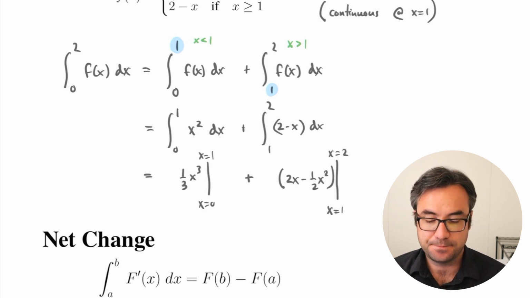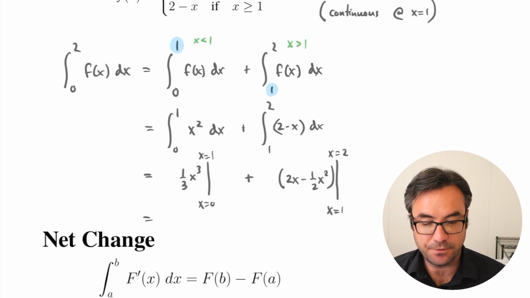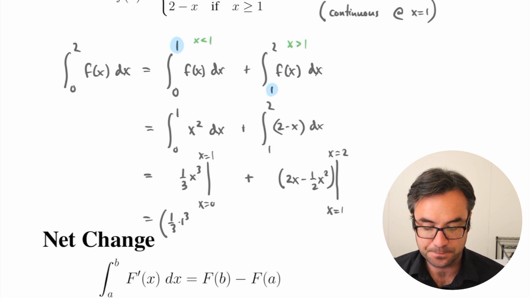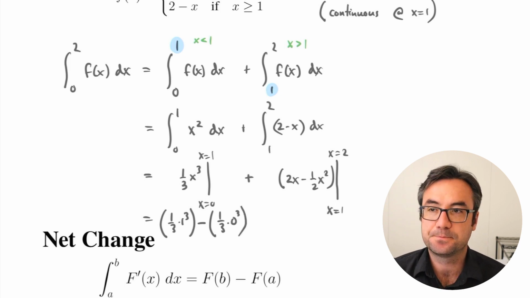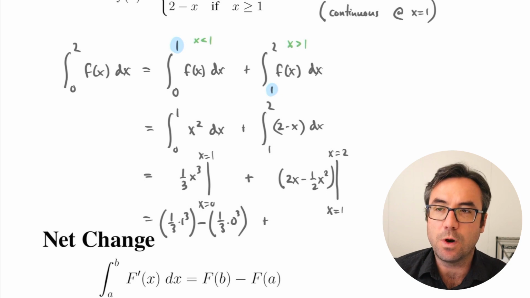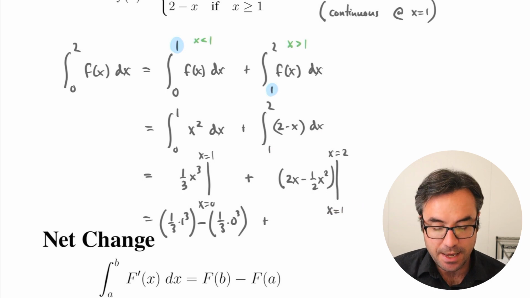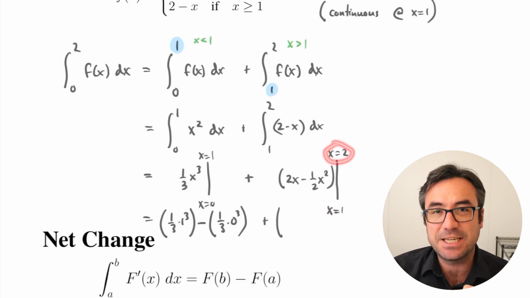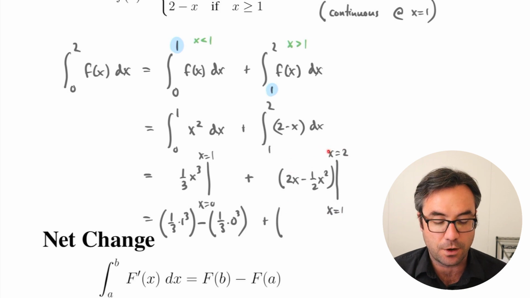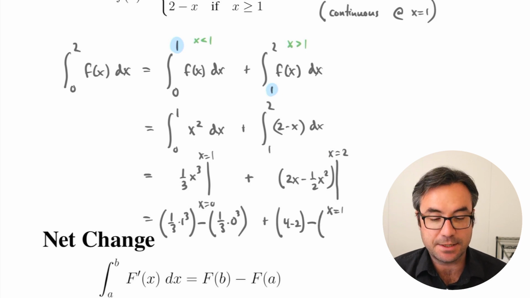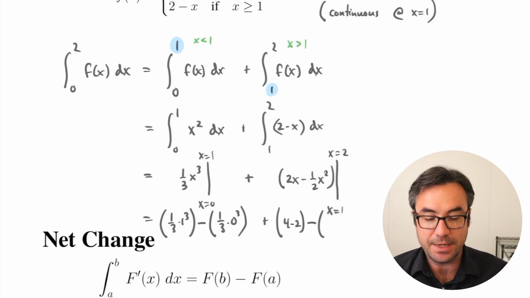And then we just plug in. So for the first one, we end up with 1/3 times 1 cubed minus 1/3 times 0 cubed. And then let's do the evaluation here. We plug the top number in first. So the x equals 2 goes in first. We're going to end up with 4 minus 2. And then we subtract, and then we plug the 1 in. And we get 2 minus 1/2.